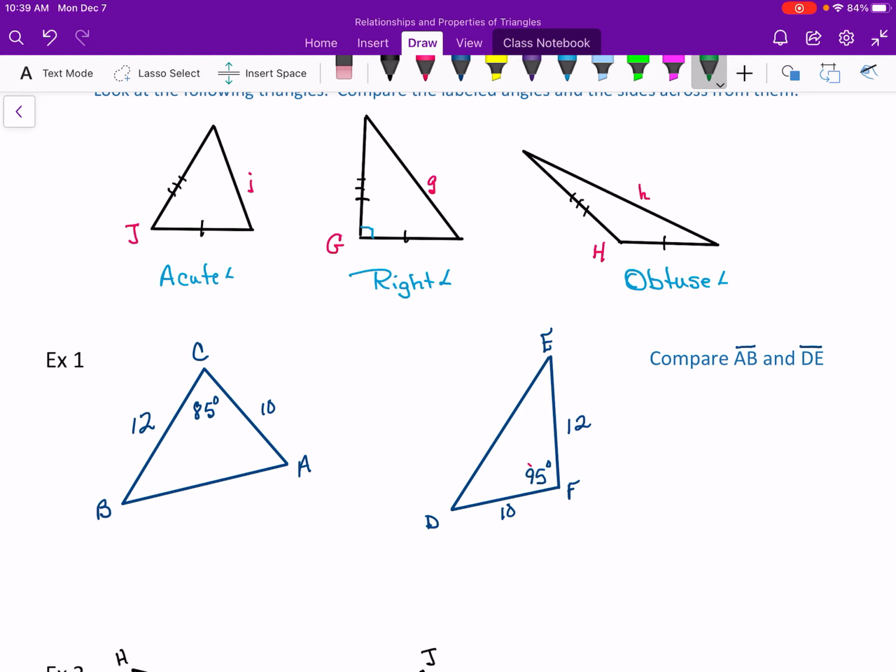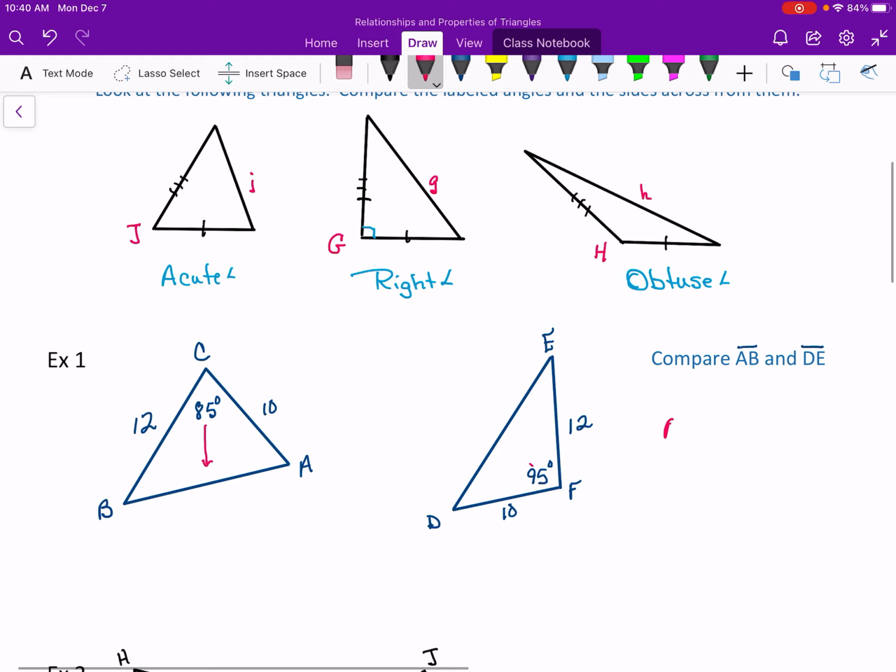All right, so we're given two triangles in example 1. You have a side of each triangle, length 10, and a side in each triangle, length of 12, and the measurement for the angle between those two sides is given. One of them is 85, the other angle is 95, and we're asked to compare the sides across from those angles. So according to the Hinge Theorem, the side across from the smallest angle will be the shortest side. So the smallest angle is the 85, so across from it is AB.